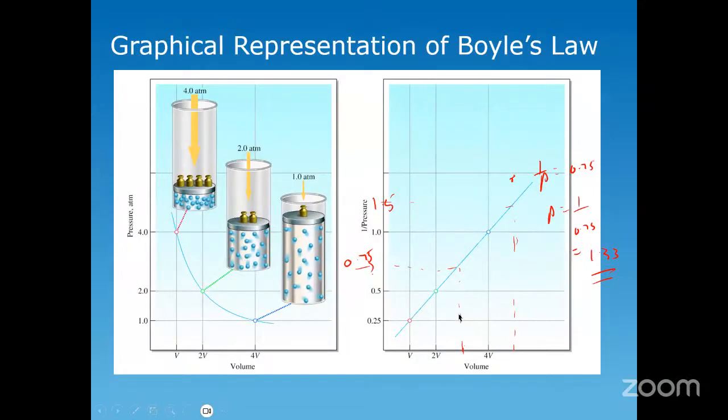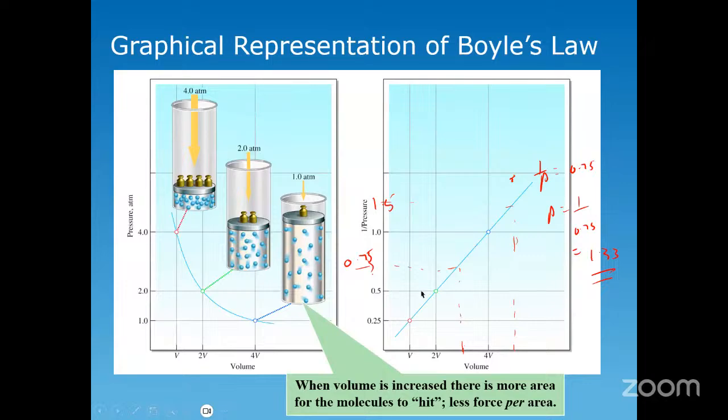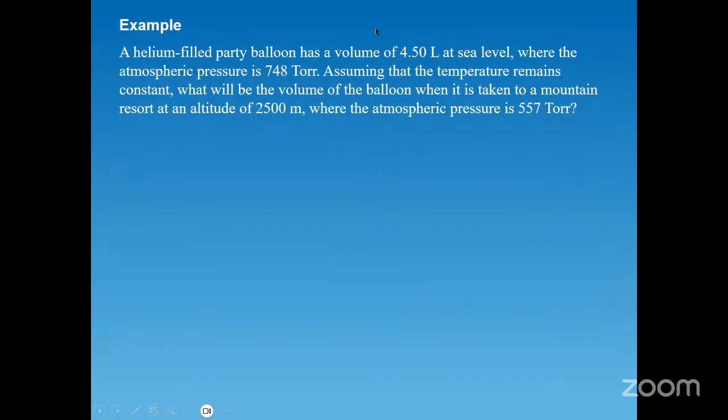All right. So that's basically the graphical representation of Boyle's law. Okay, so here's a question. It's talking about a balloon that has a volume of 4.50 liters at sea level, where the pressure of the atmosphere is 748 torr. Assuming that the temperature remains constant, what will be the volume of the balloon when it's taken to a mountain resort at an altitude of 2,500 meters, where the atmospheric pressure is 557 torr?